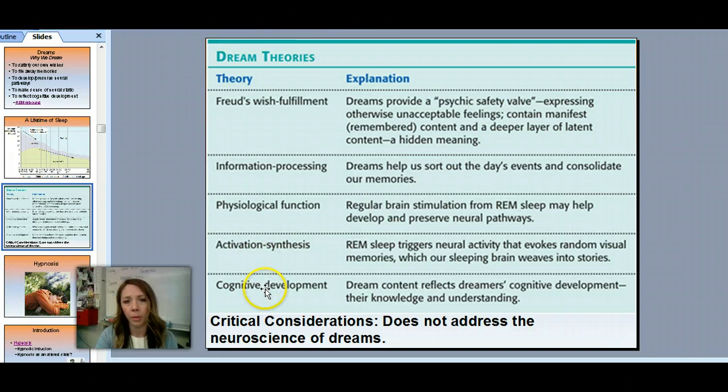And then cognitive development, where you are cognitively is reflected in your dreams. So at a younger age, you dream about different things than when you are older. So cognitive development has a direct correlation on our dreams. I'll get rid of this board.